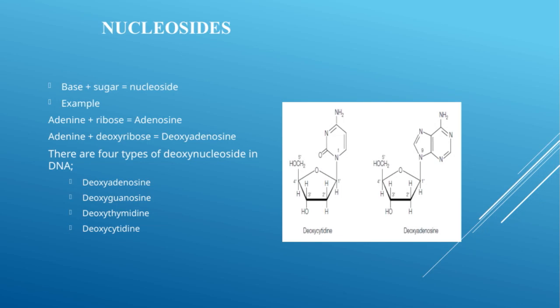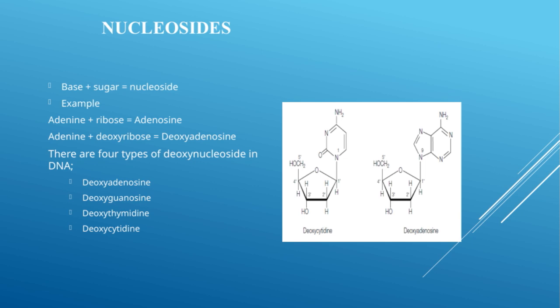Let's talk about how nucleosides are formed. Basically, when you combine a base like adenine with a sugar, you get a nucleoside. For example, if you take adenine and attach a ribose sugar, you get adenosine. If you attach a deoxyribose sugar instead, you get deoxyadenosine. This is really important because in DNA, the building blocks are deoxynucleosides. There are 4 main types: deoxyadenosine, deoxyguanosine, deoxythymidine, and deoxycytidine.